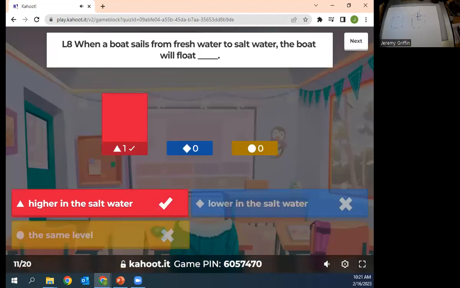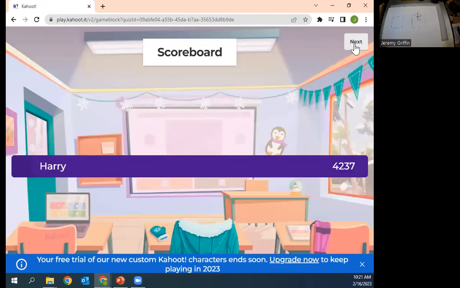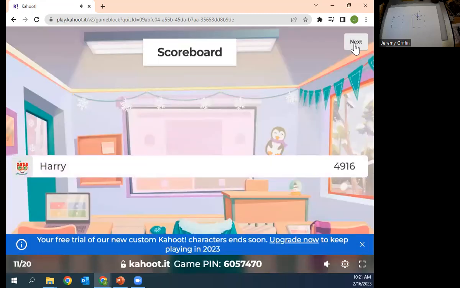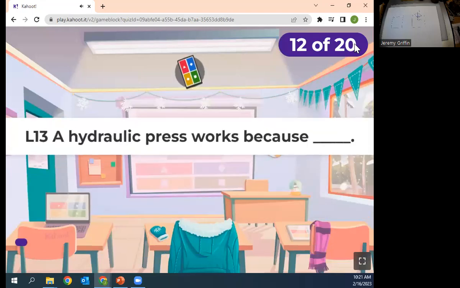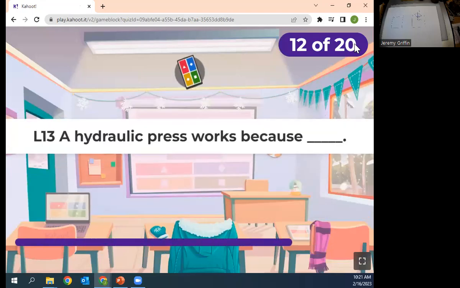You guys ever heard it's nearly impossible to sink in the Dead Sea? The Dead Sea is extremely salty water, so yeah, huge buoyant force. It'll push you up. So it's related to your lab yesterday too. Hydraulic press.